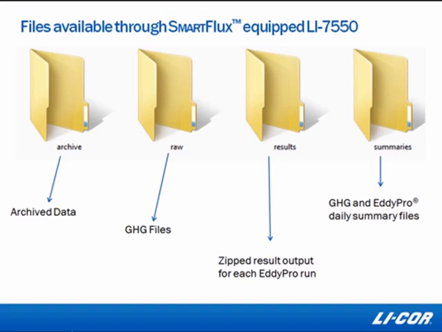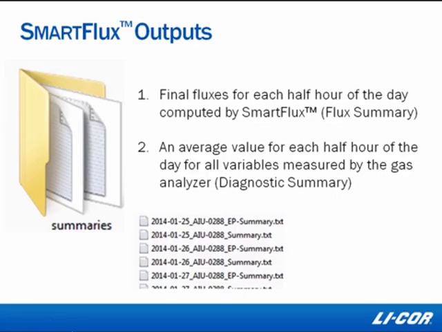So if you open up that USB, you will see 4 folders. There's the archive folder, the raw data folder, the results folder, and the summaries folder. So let's look at what each one contains. The first one is the summaries. The most useful information is found in these files.